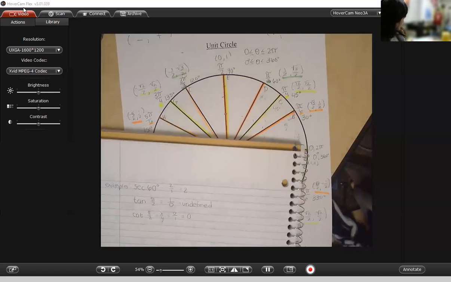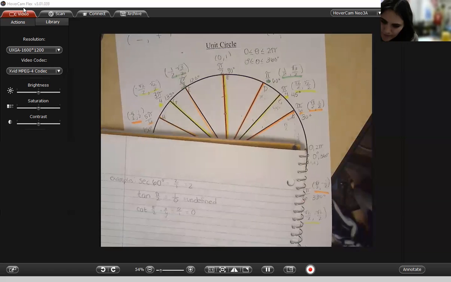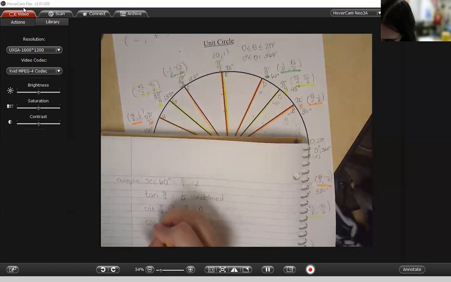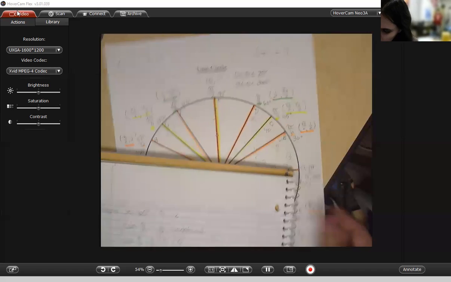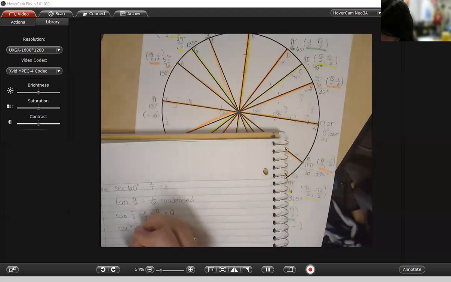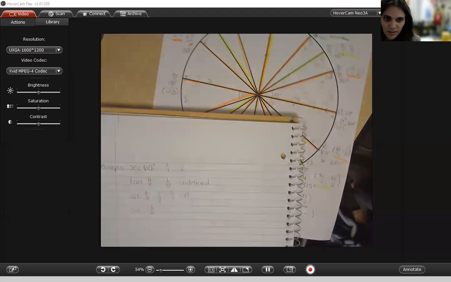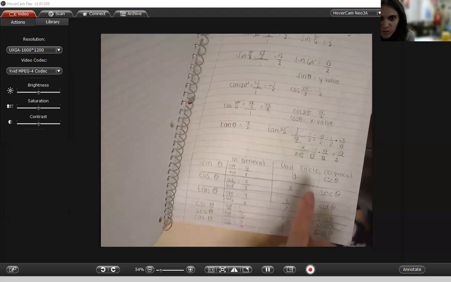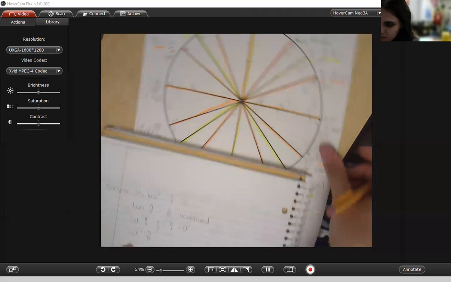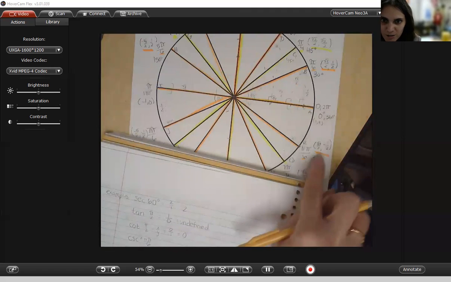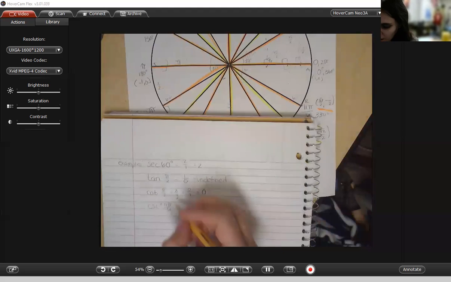Now let's do another one. Let's do the cosecant at 11 pi over 6. If I'm looking at my chart, cosecant is going to be the reciprocal of sine, and sine is the y value. So I need to find the y value and then flip it. So here's 11 pi over 6. My y value is negative 1/2, so I flip it, and I get negative 2 over 1, or negative 2.